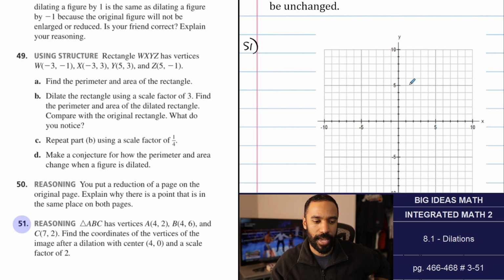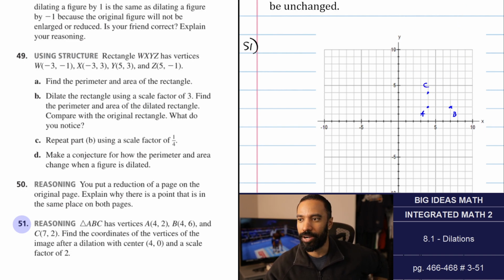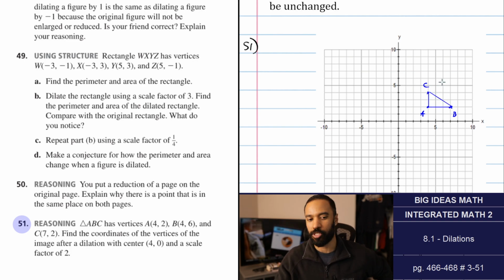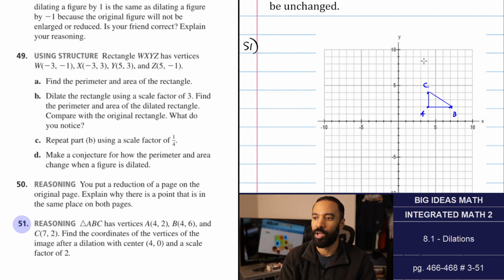But right here, ABC, let's start with that. A is 4, 2, B is 4, 6, and C is 7, 2. Now, here's the thing. We're not dilating from the origin. So a scale factor of 2 is great, but that doesn't mean that you multiply these numbers here by 2. You don't multiply 4 and 2, and 4 and 6, and 7 and 2 by 2.